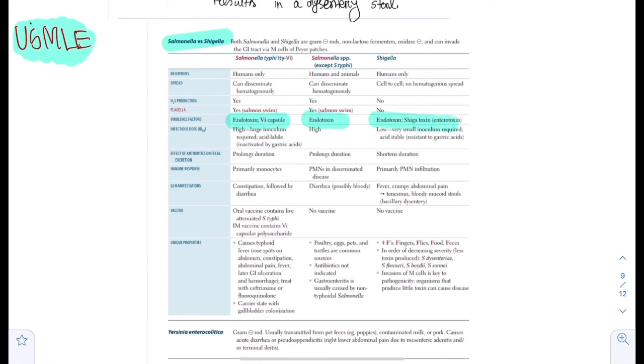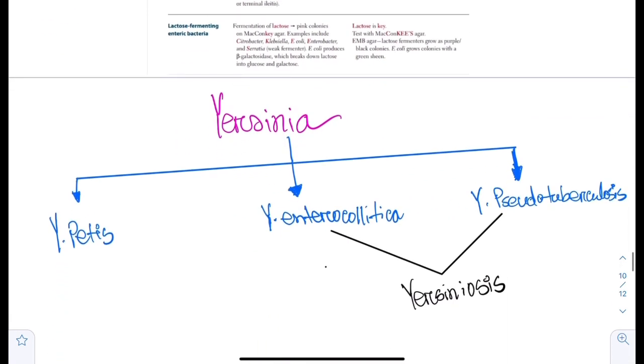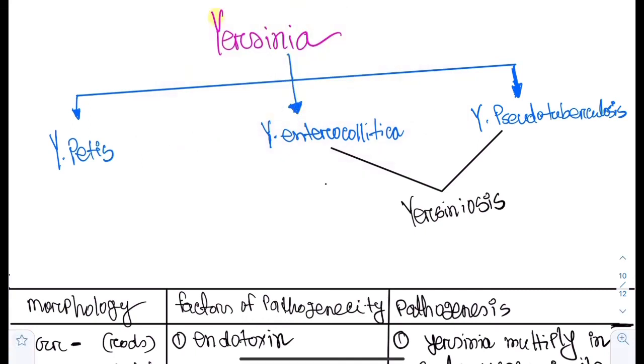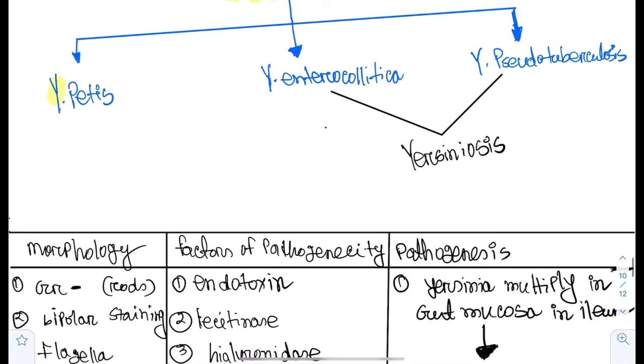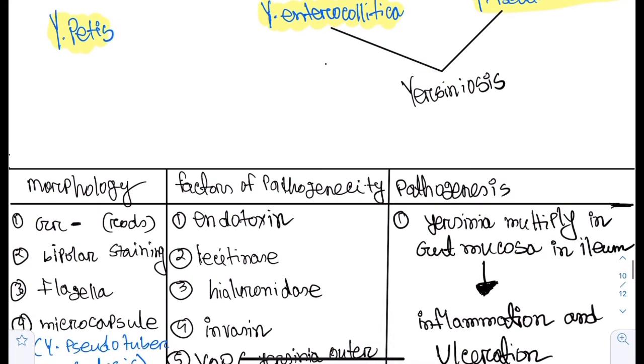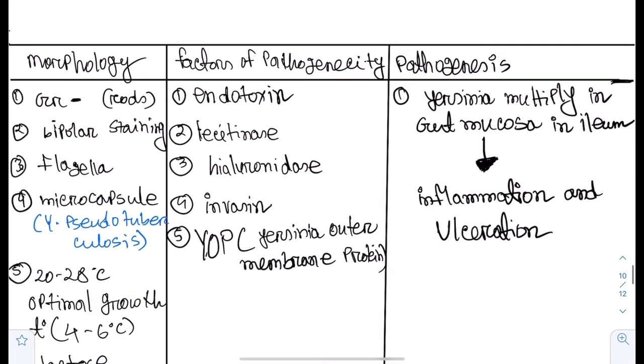Now we are at the end of the first part, which is Yersinia. Yersinia has three types: Yersinia pestis, Yersinia enterocolitica, and Yersinia pseudotuberculosis. So these are the reasons of yersiniosis. Here again, the morphology, the factors of pathology, and how the pathogenesis occurs. The same thing, they multiply in the gut mucosa, and also they cause inflammation or ulceration.